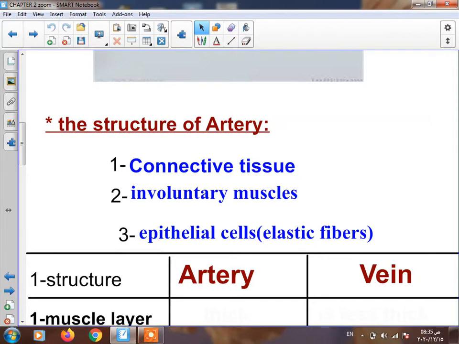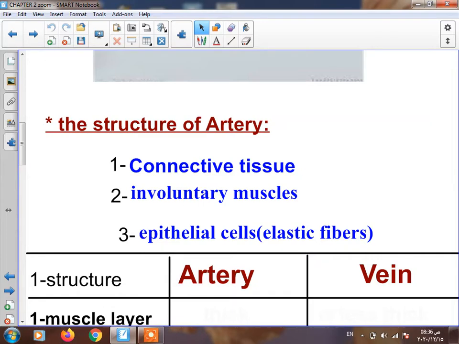Involuntary muscles contain what? They contain nerve fibers, okay? To help muscles make contraction and relaxation. The epithelial cell contains what? Contains elastic fiber. Also vein contains the same layers. It also contains connective tissue, this outer layer, involuntary muscles, this middle layer, and the inner layer is epithelial cell. But do you think the three layers found in artery have the same thickness or the same shape exactly like those found in vein?